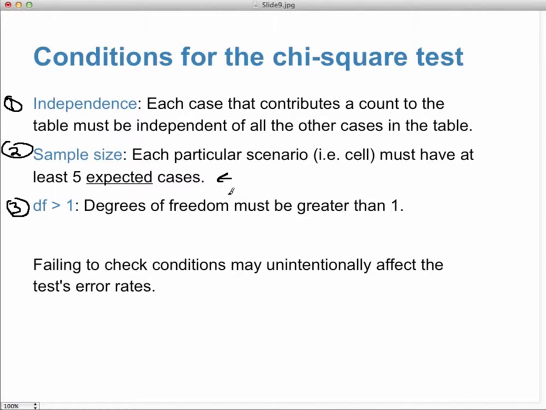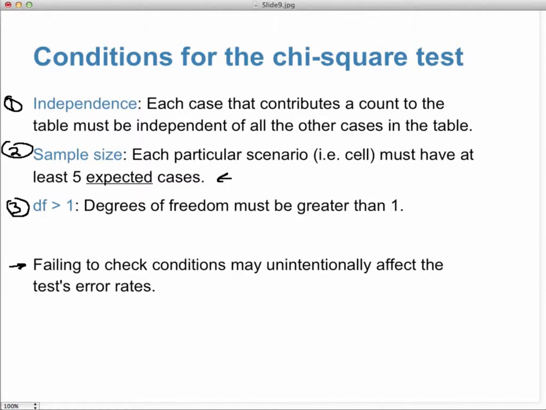Independence. Each case that contributes a count to the table must be independent of the other cases in the table. What that means is that the categories need to be independent from each other. There cannot be any sort of association or pairing between them. So bad juju, don't fail to check your assumptions. As with all of the tests, it is really important when you state your null and your alternate hypotheses. In the process of doing that, you should also be checking your conditions.